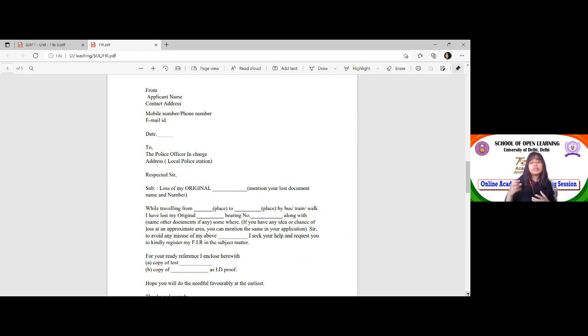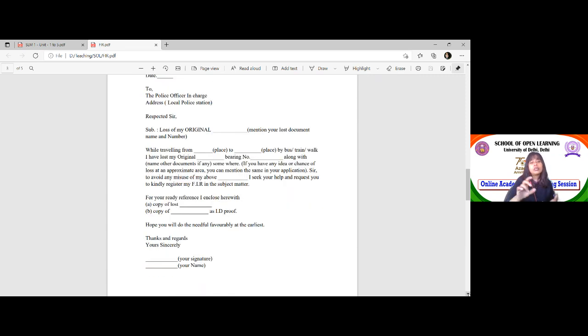Then you write, if you know where it happened, say Rajiv Chowk mein bahut people had got up and you think it happened in that area, so you write that this is where it happened. If you think that is where it happened, then you write, sir, to avoid any misuse of my documents, I seek your help and request you to kindly register my FIR.